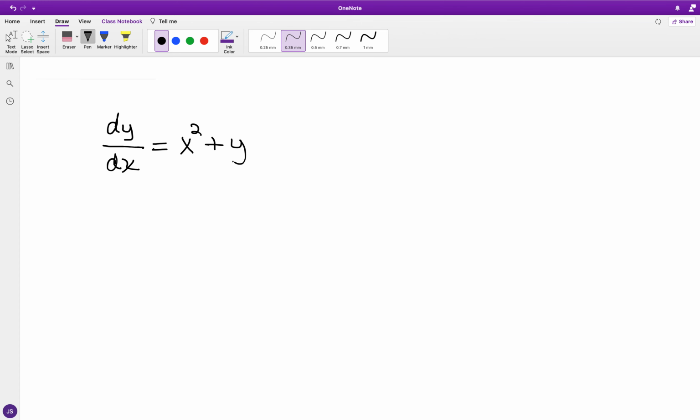You have something like dy over dx is equal to x squared plus y squared. And I can say something like y naught is equal to, let's say, y naught is equal to 1. And I want to find out what y of 0.5 is equal to.